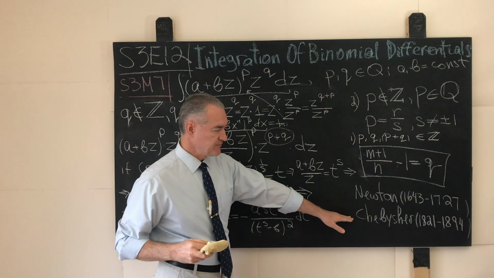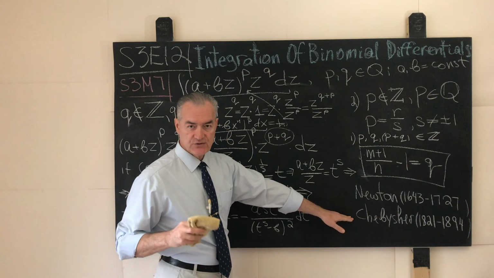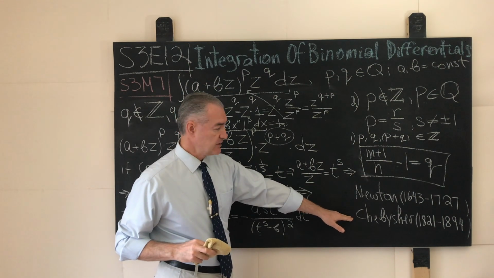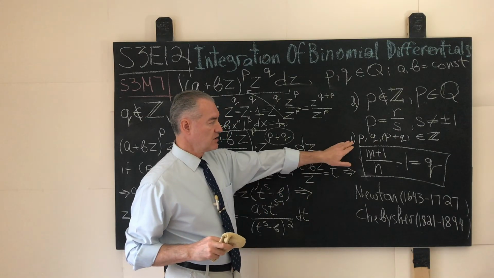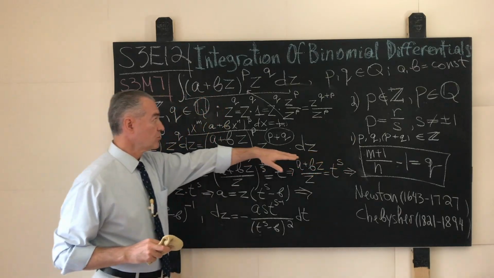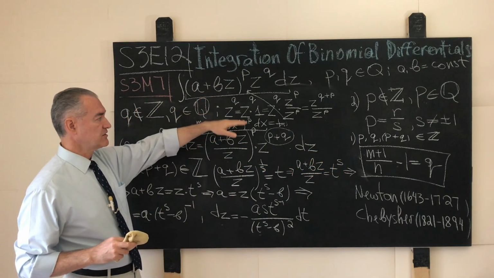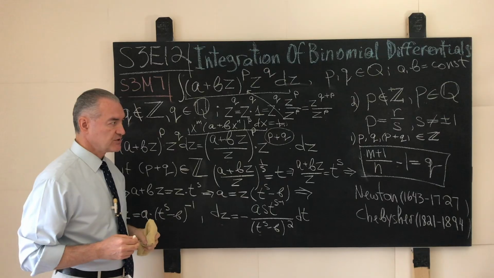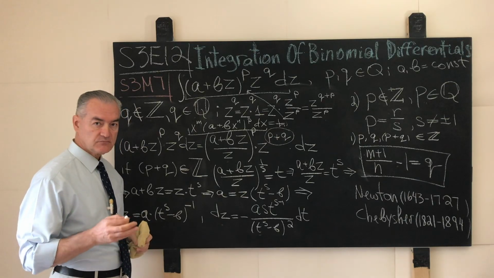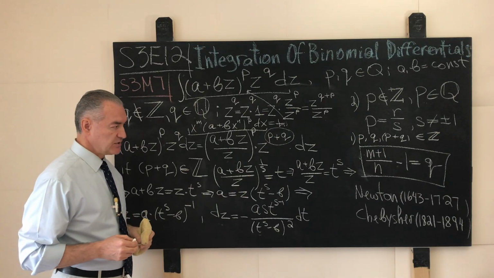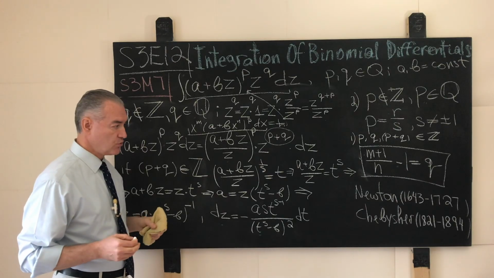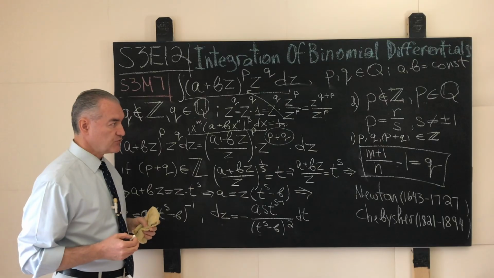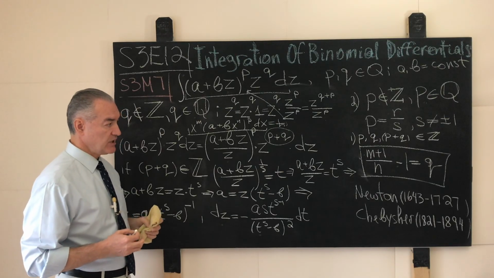It was proved by Chebyshev in the 1850s or thereabouts, again in the middle of the 19th century, that these are the only cases where the integrals shown over here have antiderivatives that are representable as a finite combination of elementary functions, or integrable in the so-called closed form.